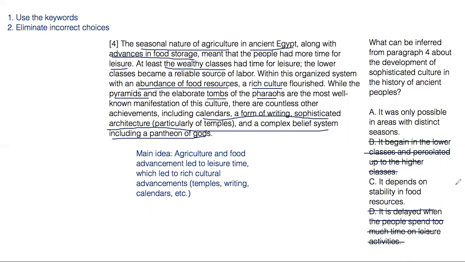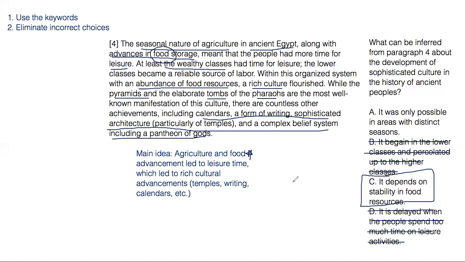So using these eliminations from strategy 2 and the keyword strategy 1, are we able to choose between these two? Well, if you note the words that we've underlined, one comes up a few times, and that is food. And it's also showing up in our main idea here. So answer choice C, which says it depends on the stability in food resources, seems like it's the best choice. And in fact, that is the correct answer.